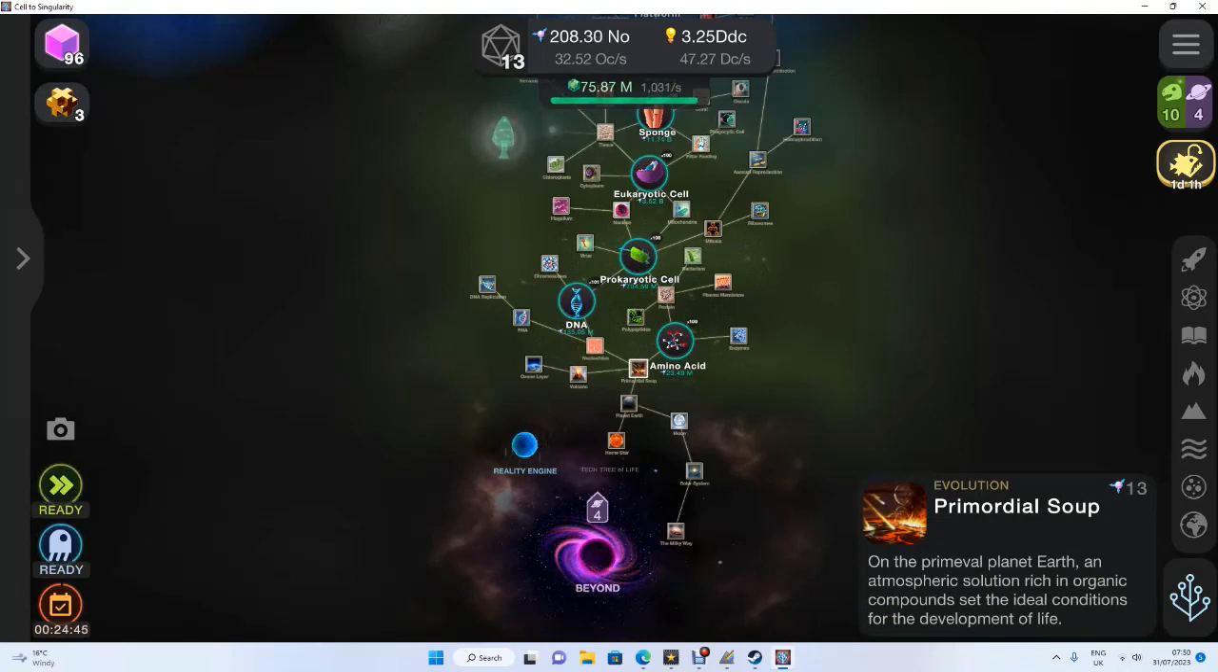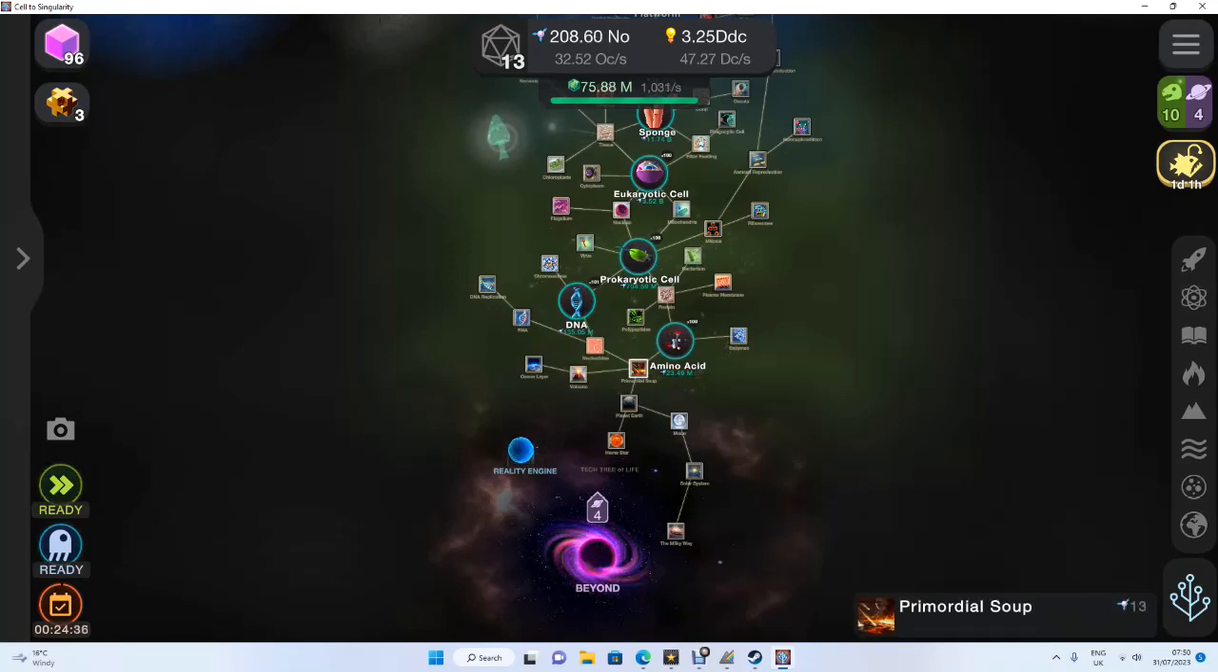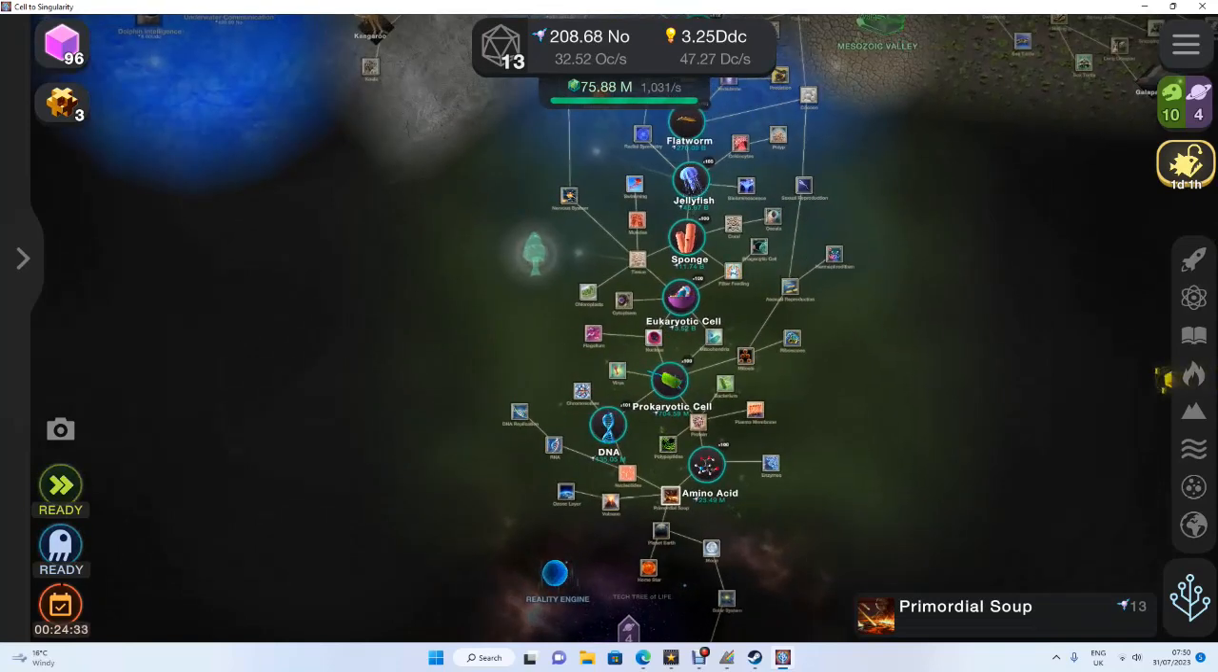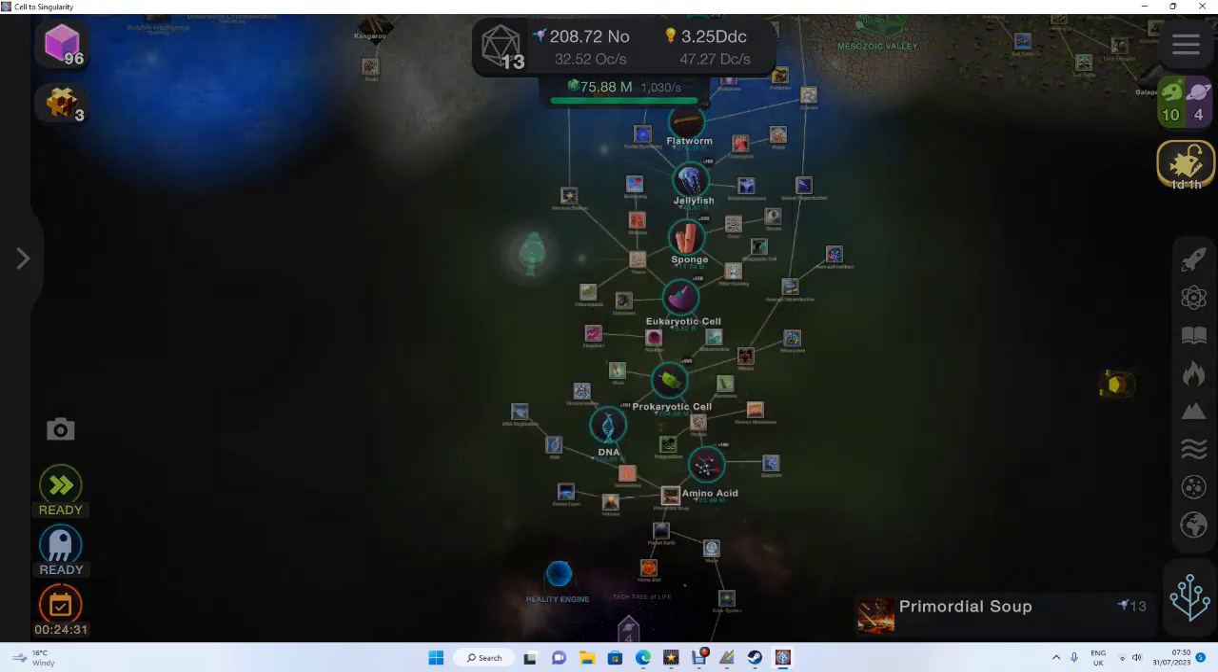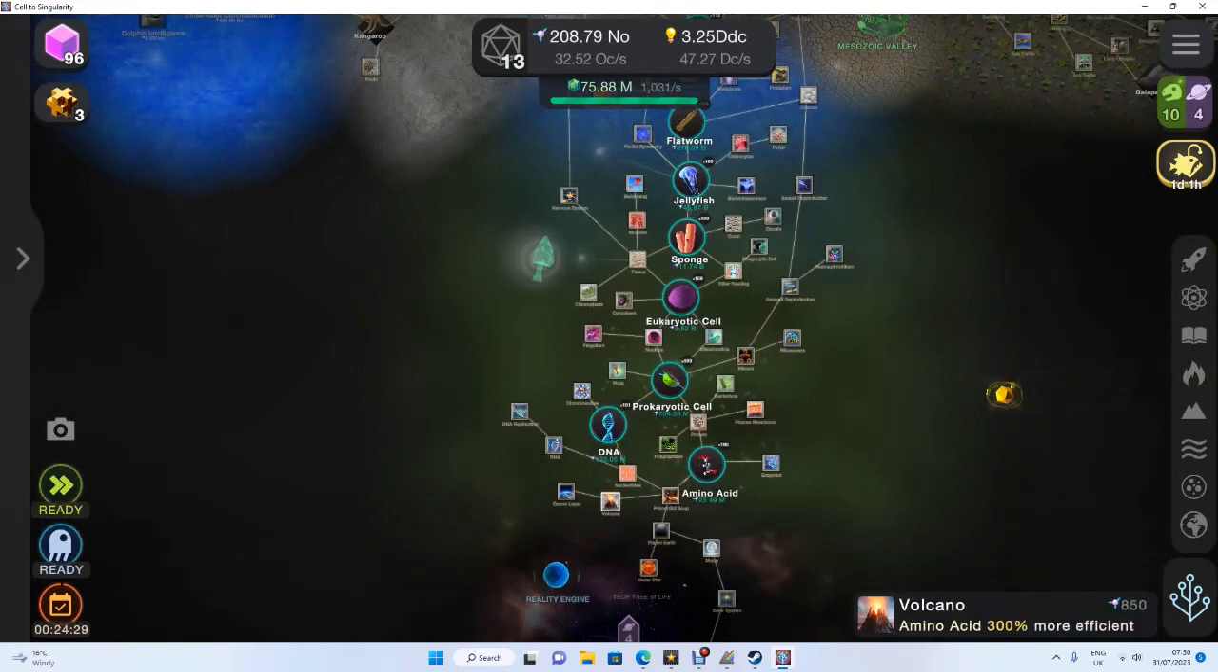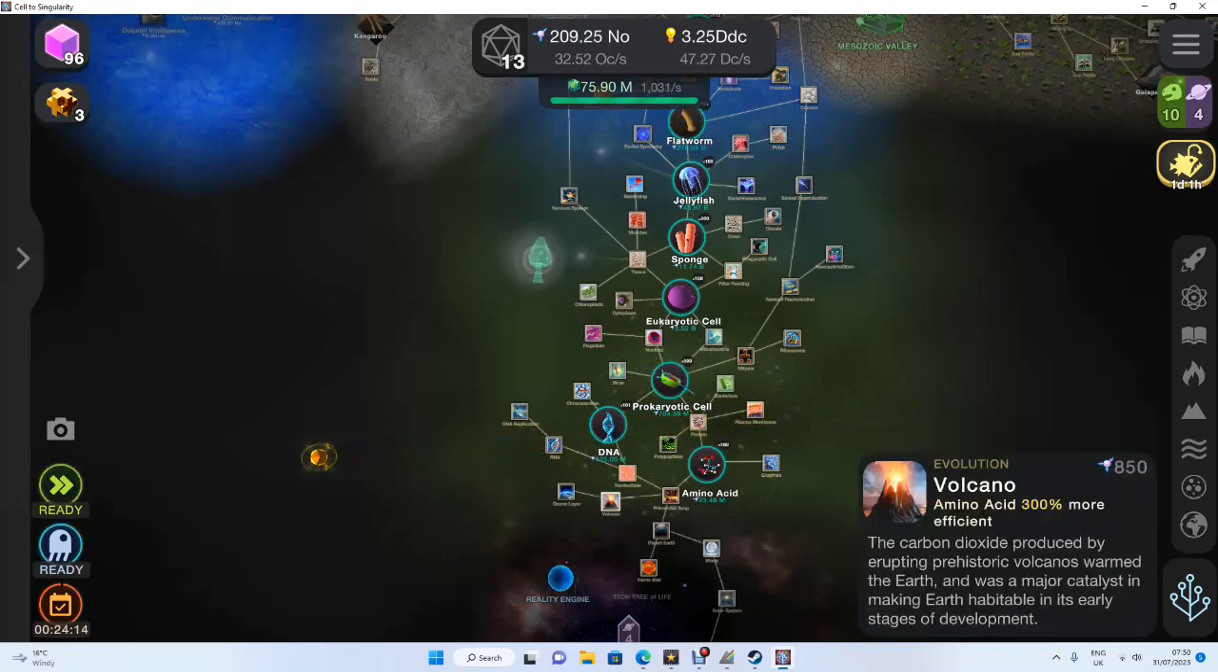On the primeval planet Earth, an atmospheric solution rich in organic compounds set the ideal conditions for development of life. Yeah, see? Early the chance they hit Earth as well, and made the perfect conditions. And then every single being made a being able to live through the environment all the way through millions and millions of years just to get to you is just cool. I guess, I don't know.